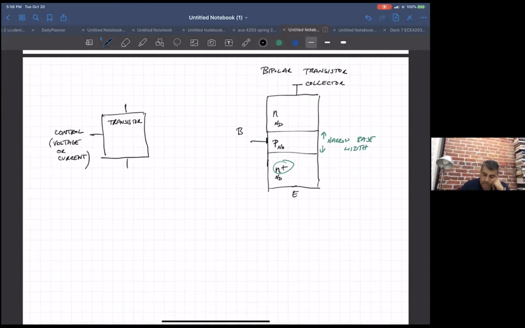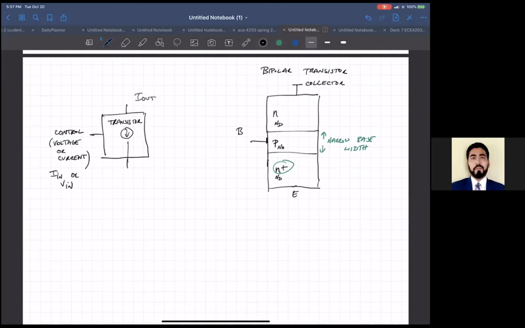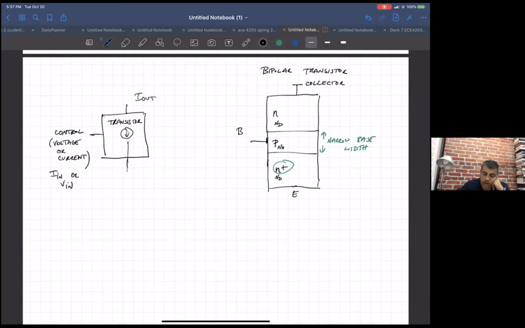Okay, and basically you want that to control the current across these other two terminals. So either you have an I in or VN, and that one would be the base, right? That would be the base. Yep. Okay. And then you have an I out between the other two terminals, which would be the emitter and the collector. So imagine if you had a switch, right?